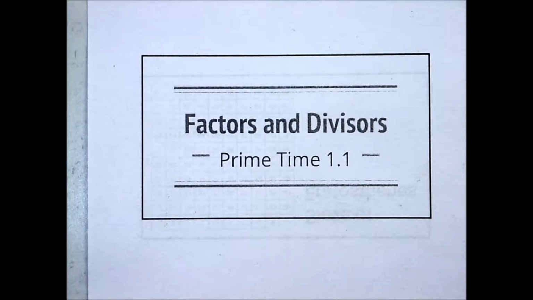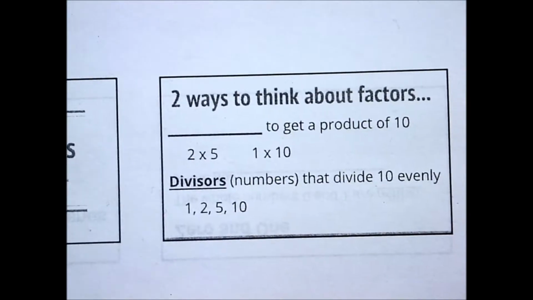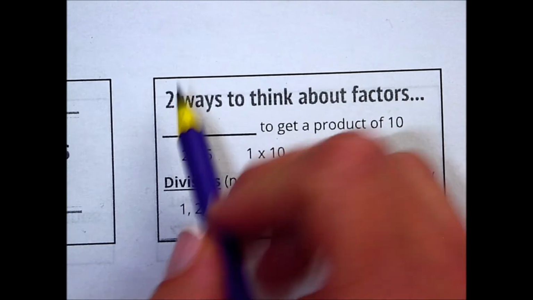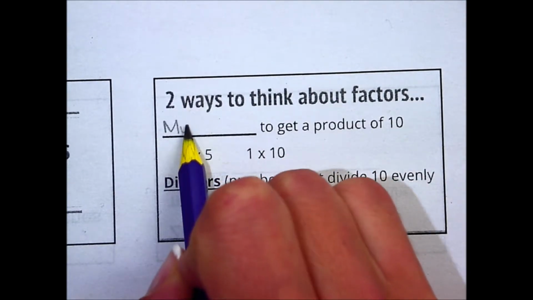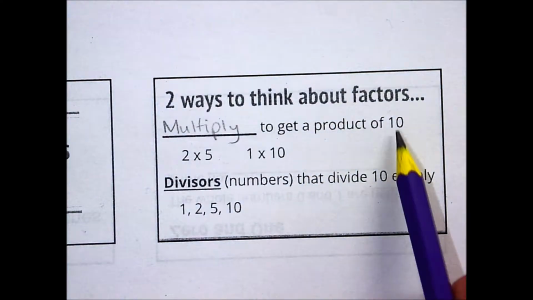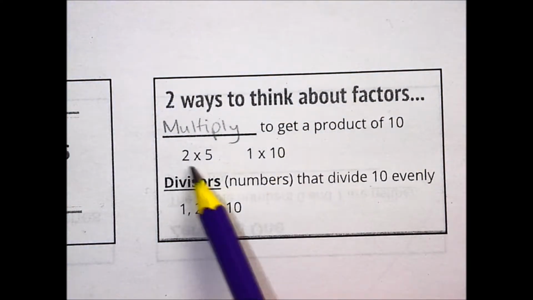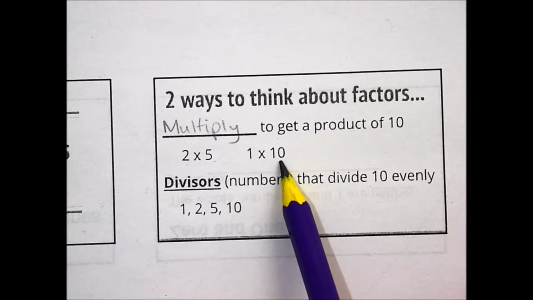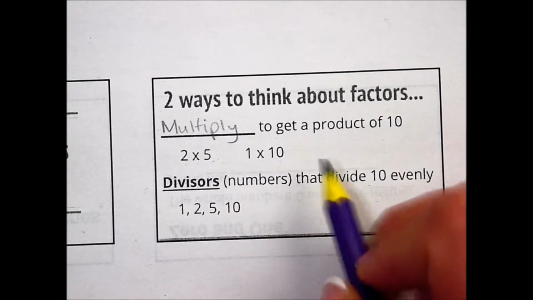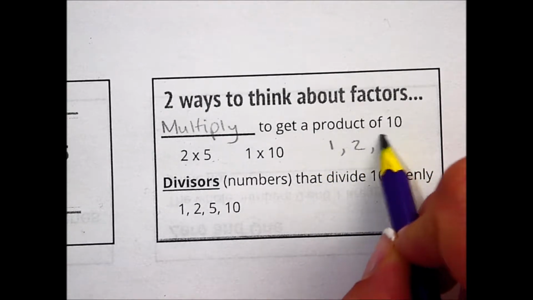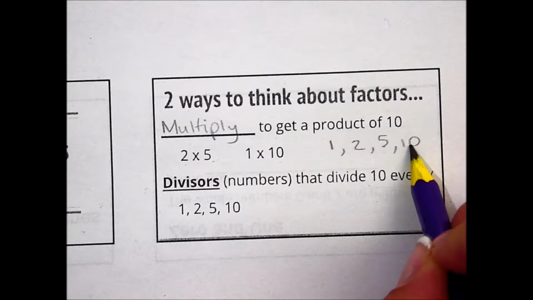Today's lesson is on factors and divisors. There are two ways to think about factors. Here we can multiply to get a product of 10. We can multiply 2 times 5 to get 10 and 1 times 10 to get 10. And so the factors are 1, 2, 5, and 10.